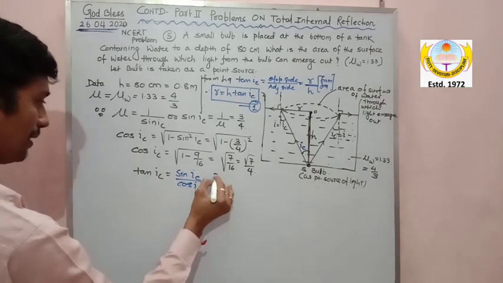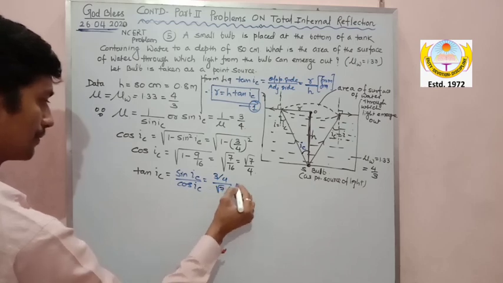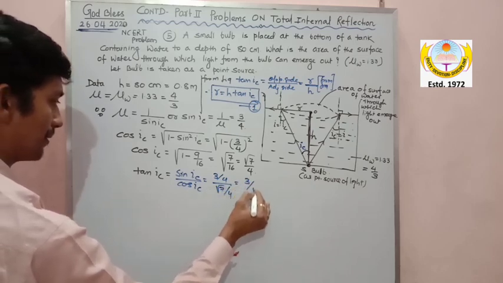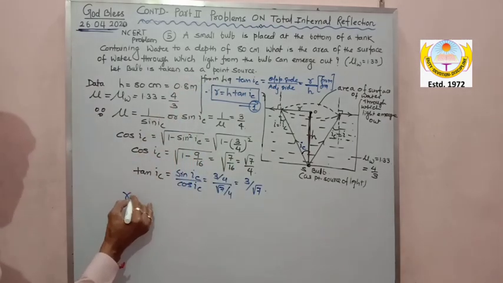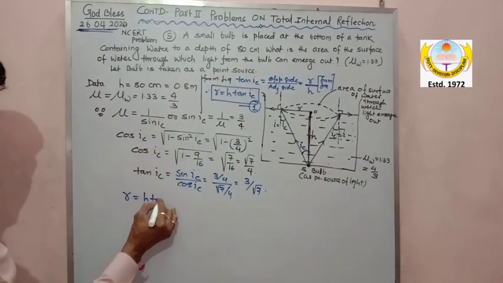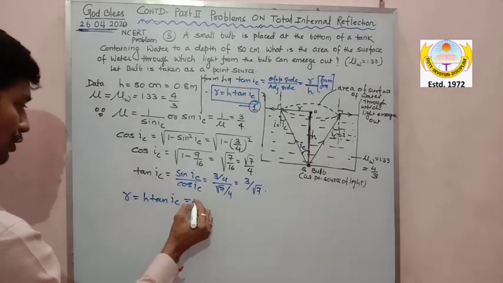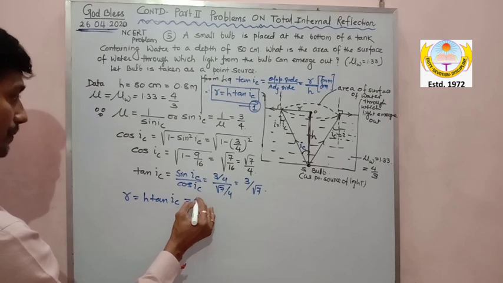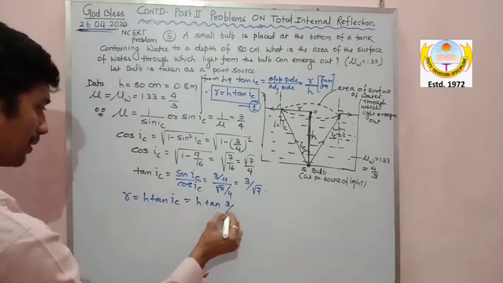That is nothing but 3 by 4 upon root 7 by 4. So this is 3 by root 7. So now my dear, R is equal to h tan ic. We all know tan ic is 3 by root 7.